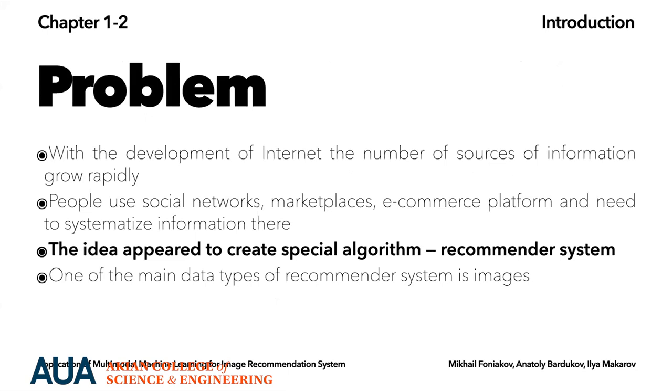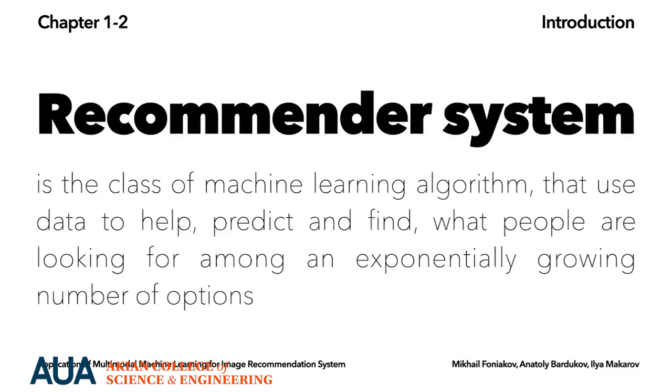So images became the basis of the development of recommendations, and one of the main data types of recommender systems. What is a recommender system? It's a class of machine learning algorithms that use data to help predict and find what people are looking for among an exponentially growing number of options. This system has one basic goal: to solve the problem of information overload, making it easier for users to search for goods.